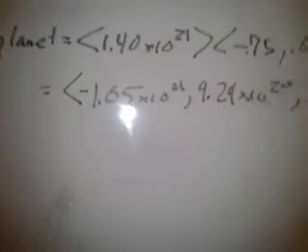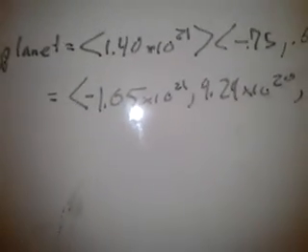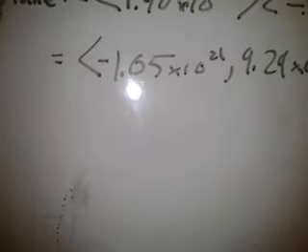Now we need to find the force vector exerted on the planet by the star. To find the force vector, we multiply the magnitude of the force exerted on the planet by the star times the unit vector, and we get (negative 1.05 times 10 to the 21, 9.24 times 10 to the 20th, 0) newtons.